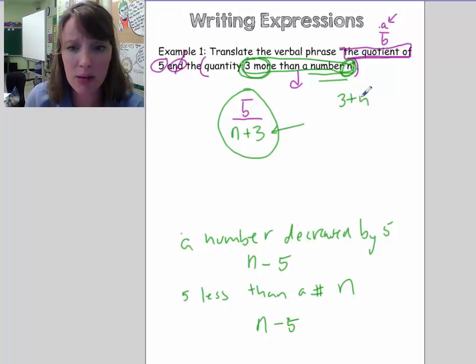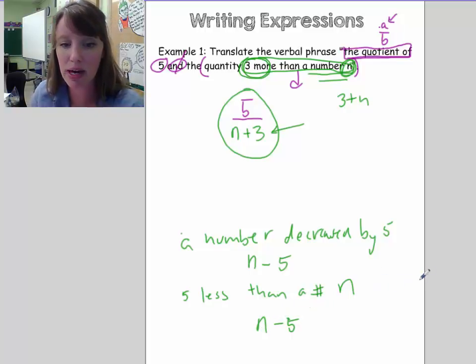But again, it's not going to matter so much because these two are equivalent expressions, but it absolutely will matter when it's subtraction, because 5 minus n is not the same thing as n minus 5. So make a note of that in your notes. That's a really important idea, that when you see less than, it's often a reverse statement.